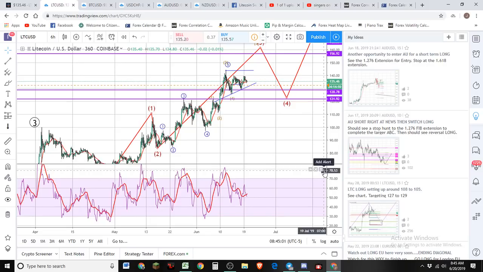However, that being said, we're in this place on the chart where it's just kind of in no man's land, and I want to talk to you about the different scenarios there.